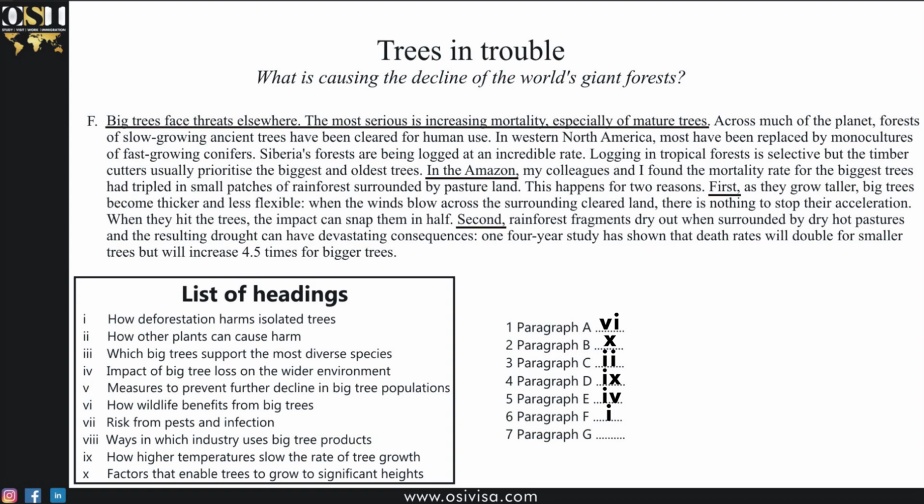So in the passage it said cleared land. That means deforestation has just happened. So cleared land allows the wind to flow without any stoppage that could snap the trees in half. But which are those trees? They are the trees that are isolated and surrounded by dry, hot pasture lands. So yes, this is going to be my heading for this one.